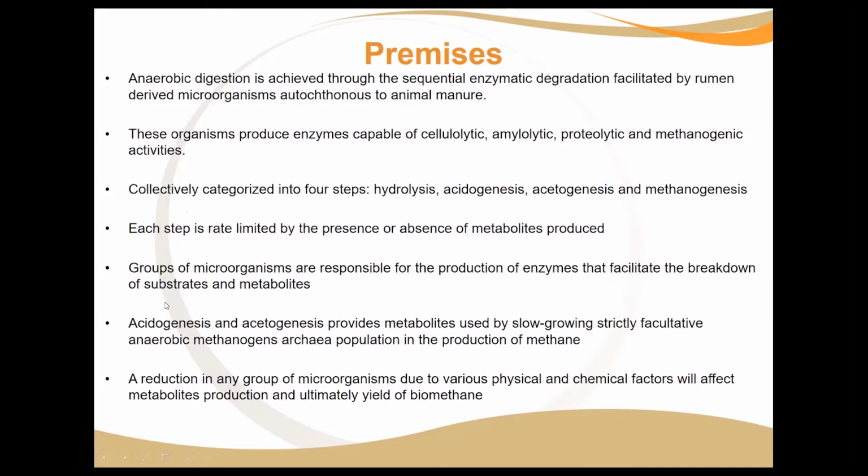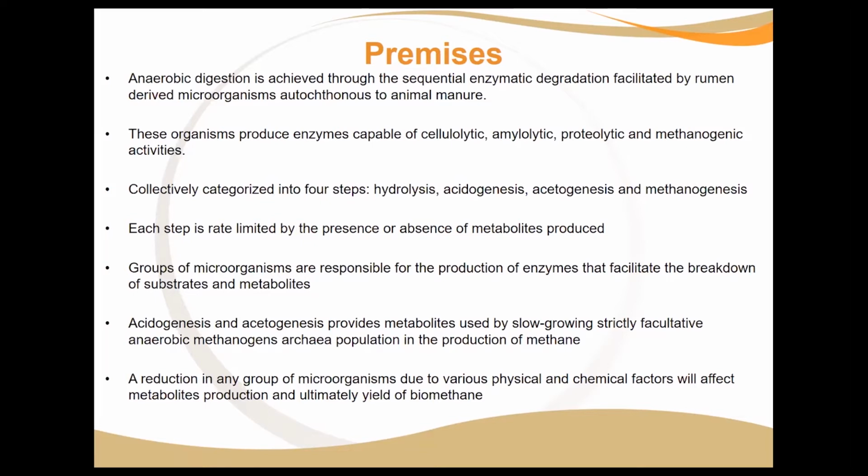And in so doing, we also believe that this can become a routine-based thing that can be done at any point in time. We were working from the premise of understanding that anaerobic digestion is achieved through sequential enzymatic degradation that is usually facilitated by the rumen-derived autochthonous microorganisms. So in other words, once you collect the manure, there are already organisms that are resident in it, and when you throw them into the biodigester, they continue the process of anaerobic digestion.